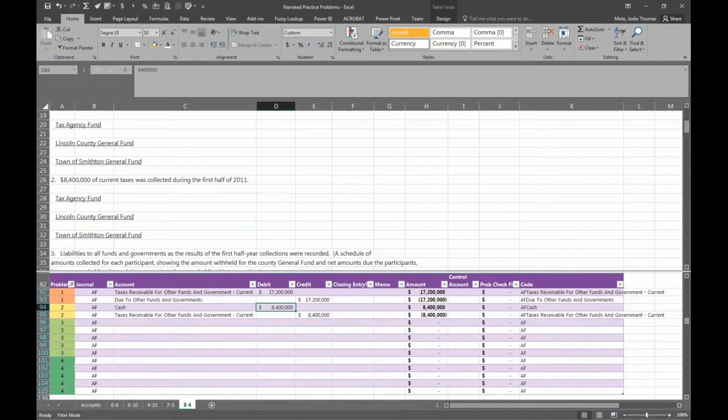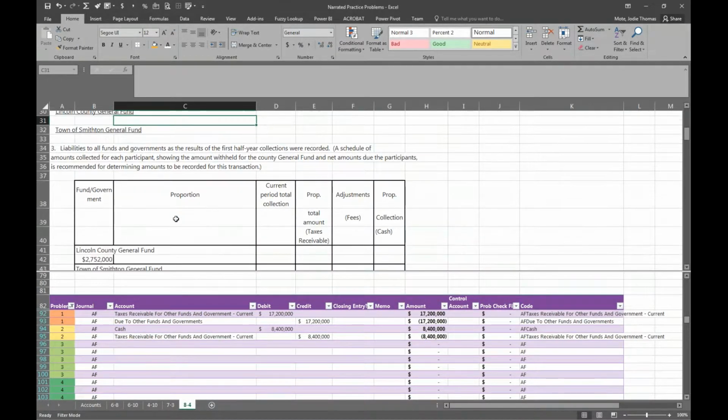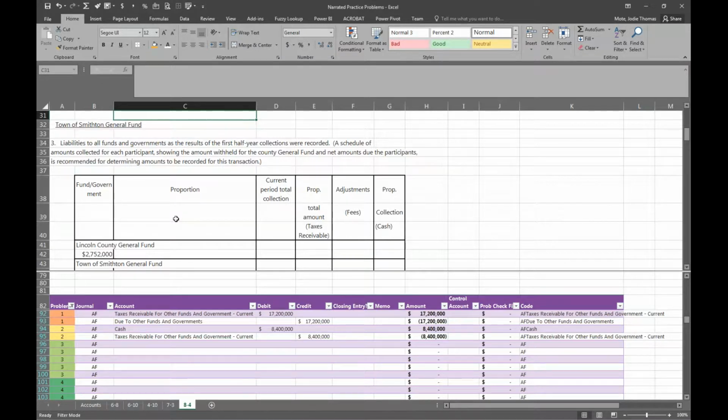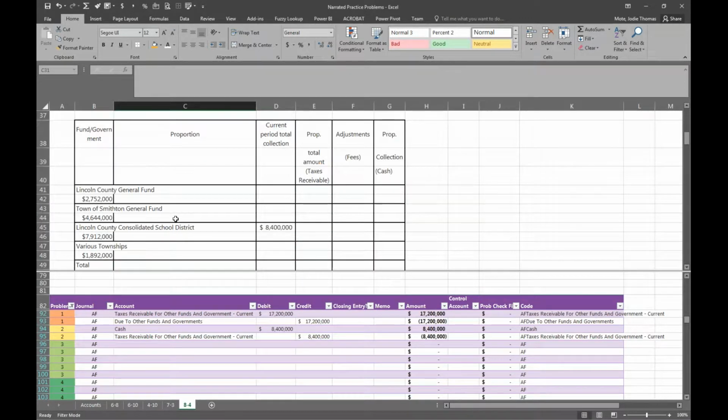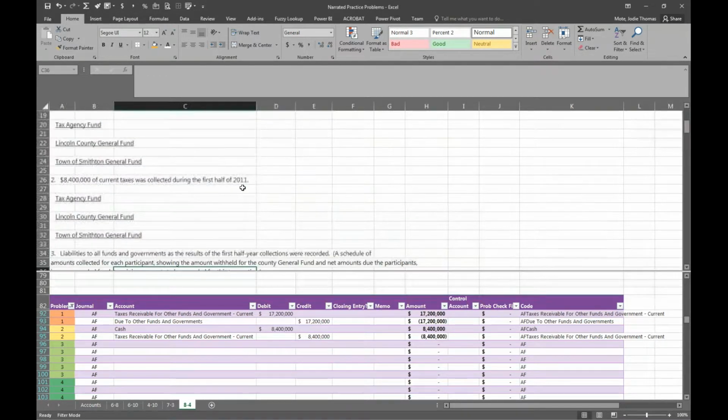Problem number 3 is where we have this large table, and the table is meant to help us figure out what the various liabilities and net amounts and all this kind of stuff are going to be. So let's go here to this table. Liabilities to all funds in the first half of the year were recorded. So it's going back and looking, all right, how much cash would we get?